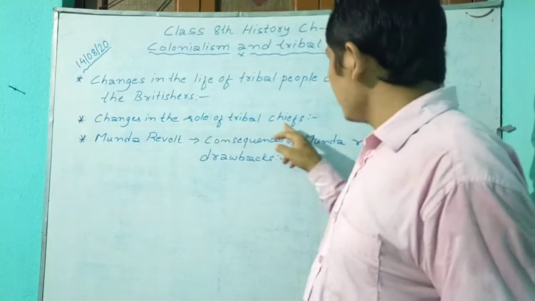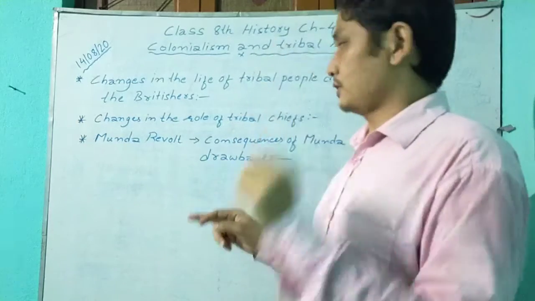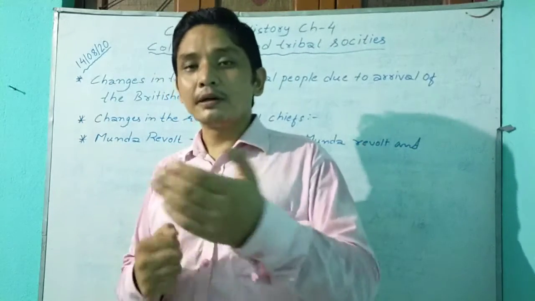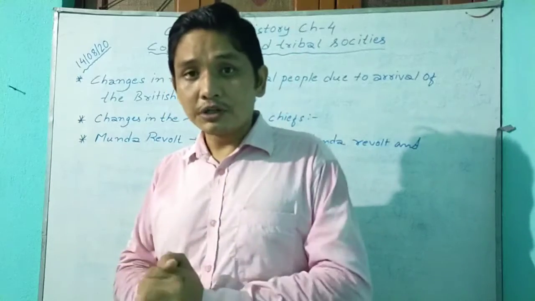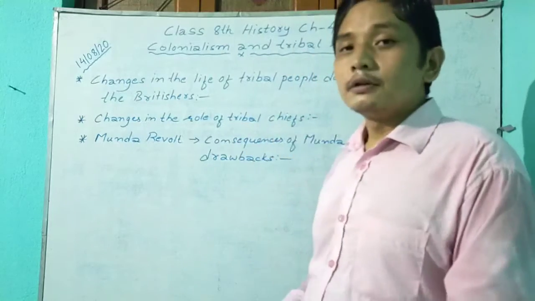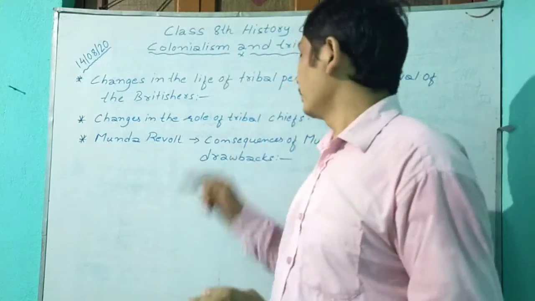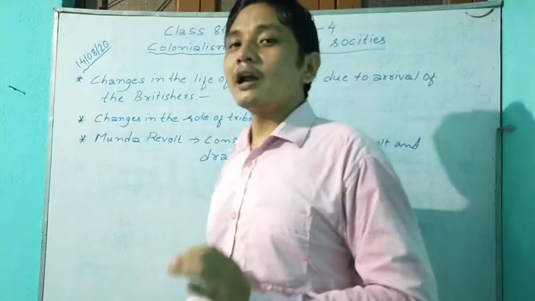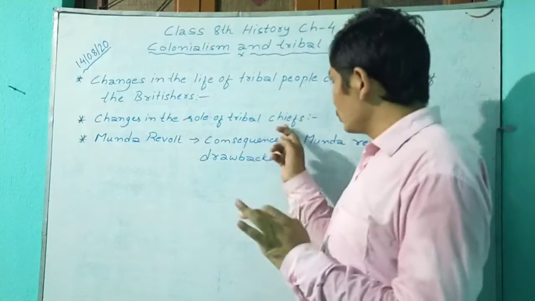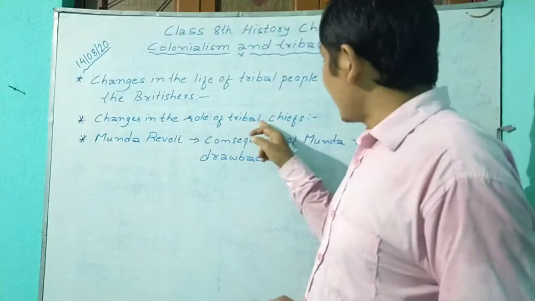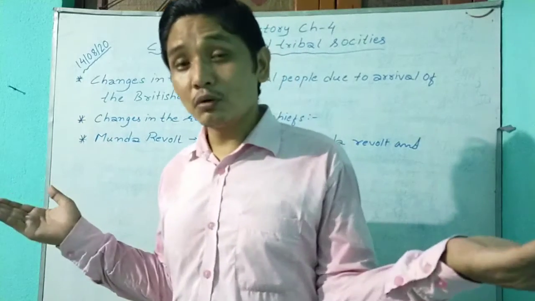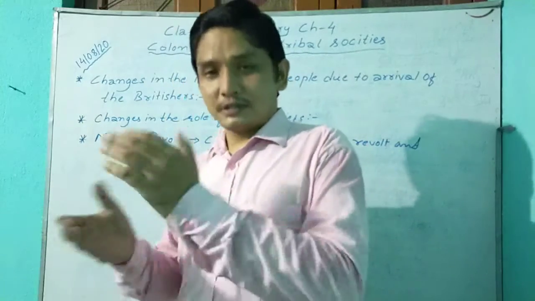Changes in the role of tribal chiefs after the arrival of the Britishers. The tribal chiefs were more powerful before the arrival of the Britishers. They made the laws for the tribal community. But after the arrival of the Britishers, the tribal chiefs lost their administrative power. Point number one, they lost their administrative power. And point two, they had to follow the law made by the British.